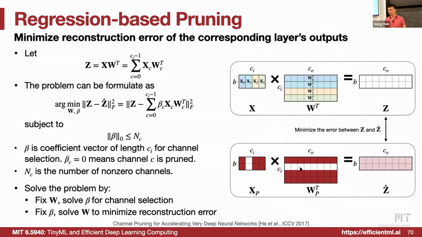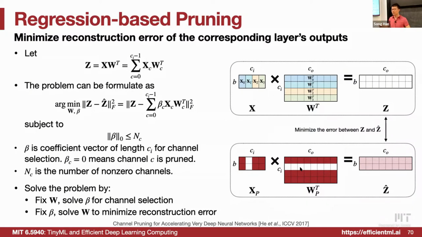And how do we solve that problem? We can first fix W and then solve beta to select the pruned channel. And then we can fix beta to solve for W to minimize the reconstruction error. So we can do this iteratively.